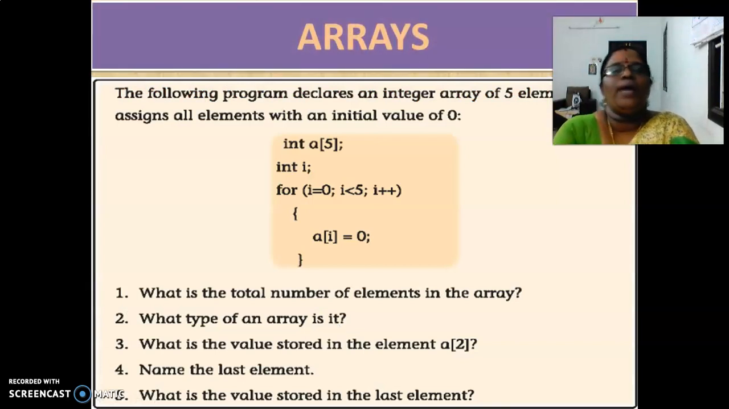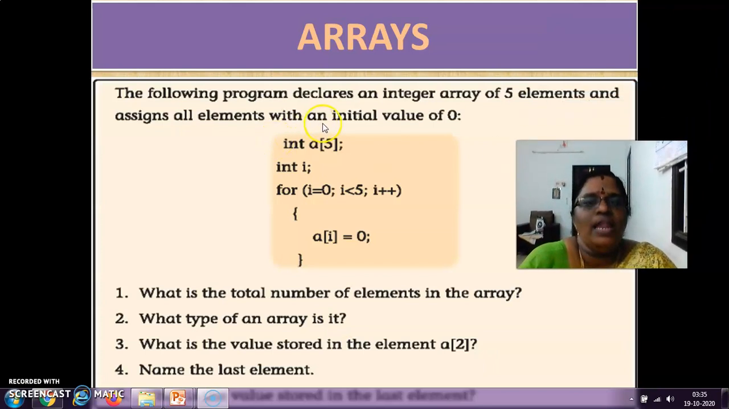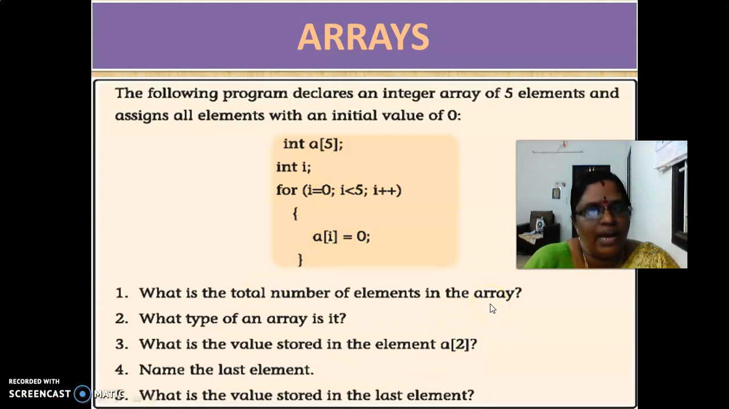So the following program declares an integer array of 5 elements and assigns all elements with an initial value of 0. So a[i] is 0. So what is the total number of elements in an array? 5. What type of array is it? Integer. What is the value stored in element a[2]? Same, 0. Okay. Name the last element: a[4].